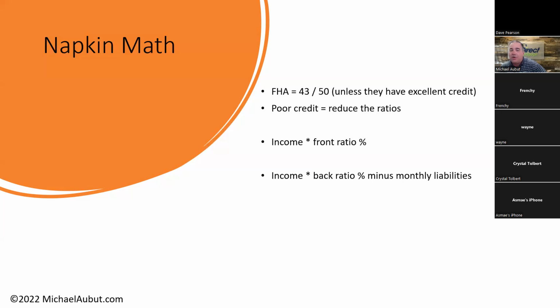So follow me. I know this might be a little bit confusing. The income times the back ratio minus the monthly liabilities, whichever is lower, that's your proposed housing payment. So if the first number, the income times the front ratio, is 3,000 and the income times the back ratio minus monthly liabilities is 2,000, 2,000 is basically my max housing payment.